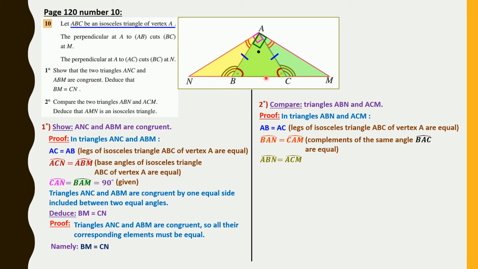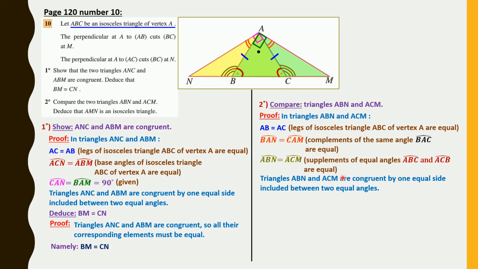Angle ABN equals angle ACM because they both represent supplements of equal angles ABC and ACB, and they must be equal. So here we don't have to prove that these two angles ABC and ACB are equal because we already proved it here, because they represent the base angles of this isosceles triangle. But in case we don't know that these two angles are equal, we should prove it earlier before we claim this evidence.